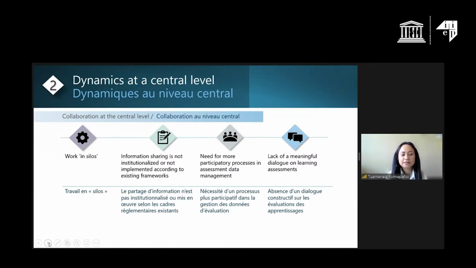The first characteristic of this collaboration is that stakeholders often work in silos, either with teams with similar responsibilities in different assessments, or between the assessment teams and other services such as planning, the curriculum, or the pedagogical team. These stakeholders often tend to work in isolation without really sharing systematically the information related to assessments.